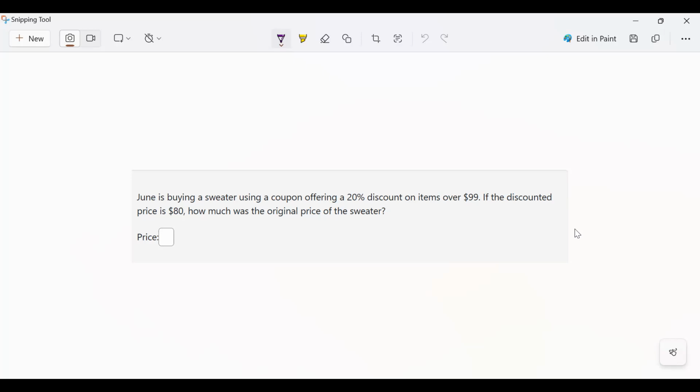All right, so let's see how we solve this problem. Assuming the original price is X, it's unknown, so assuming it's X. And it's 20% based on that original price. So original price minus 20% of original price, that's the amount of discount from the 20% discount. And after the discount, the price is $80. So basically we are just setting up this equation and solving for the unknown variable X.